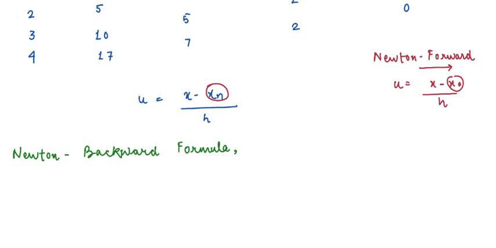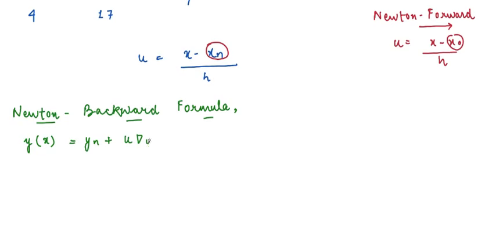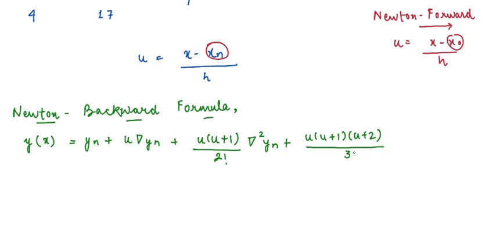And hence, Newton's backward interpolation formula becomes y(x) equals yn plus u times nabla yn plus u(u plus 1) divided by 2 factorial multiplied by nabla square yn plus u(u plus 1)(u plus 2) divided by 3 factorial into nabla cube yn, and so on, where u is x minus xn divided by h.